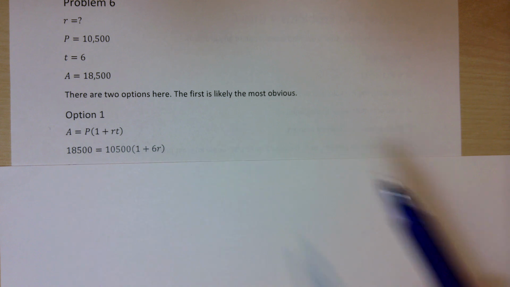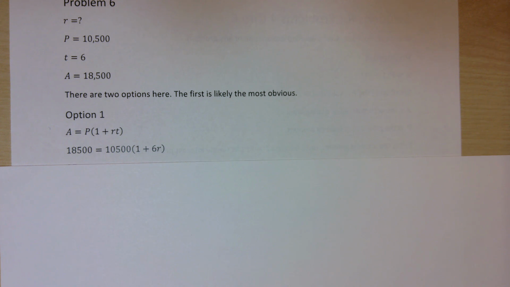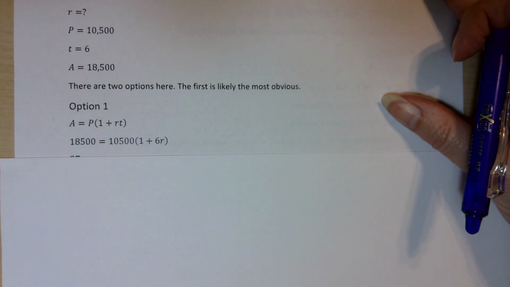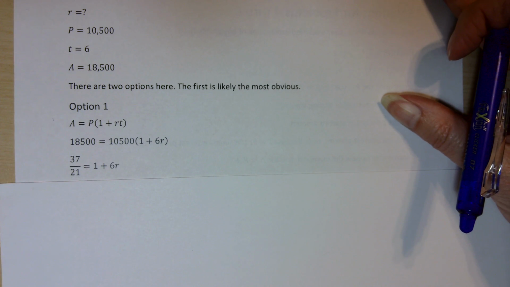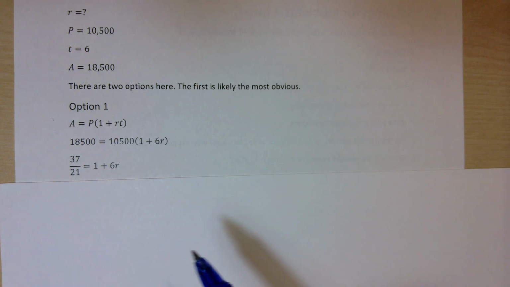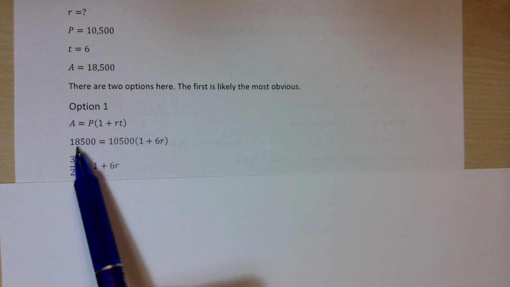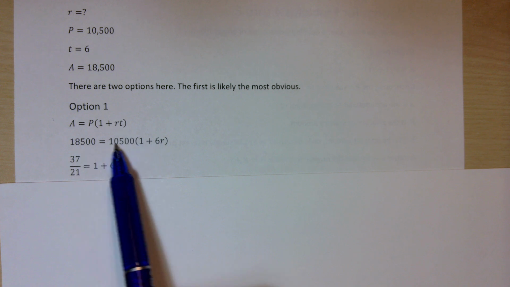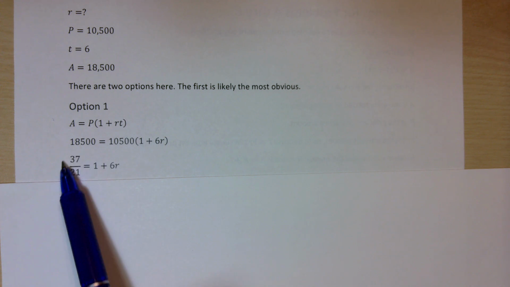So now we're solving this for R. Now, the way I solved this here, I've just done a couple things to point out a few things to you along the way. You may do this a little differently. That's fine. But in the first step, I divided both sides by 10,500. And when you divide the 18,500 by 10,500, the number's not pretty.